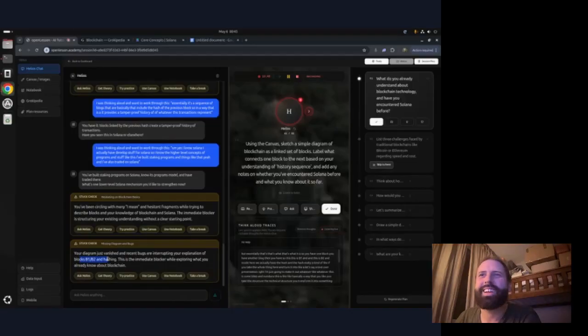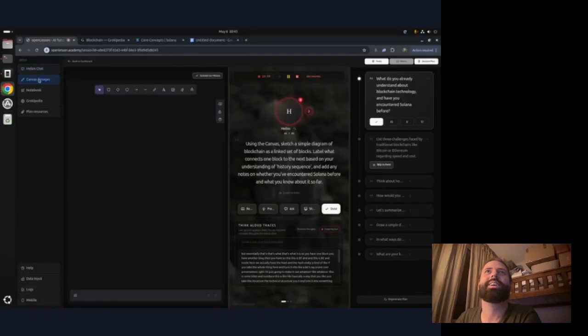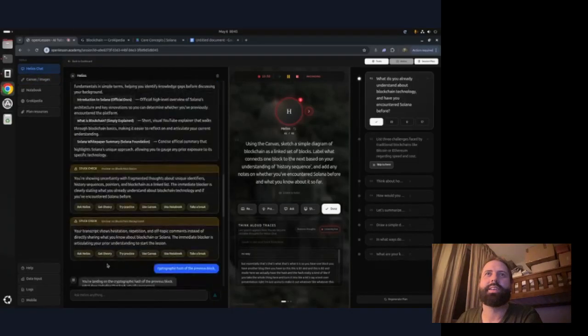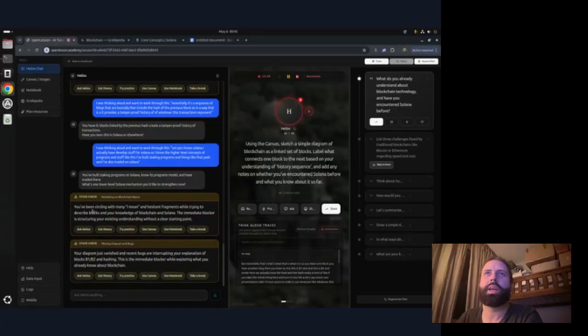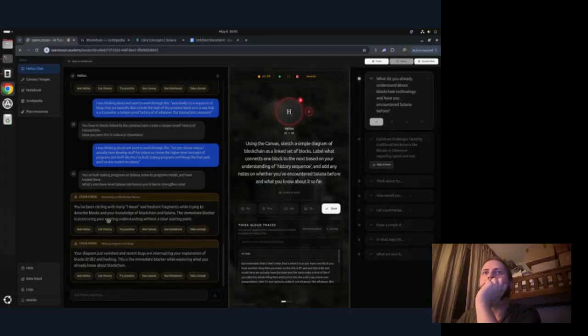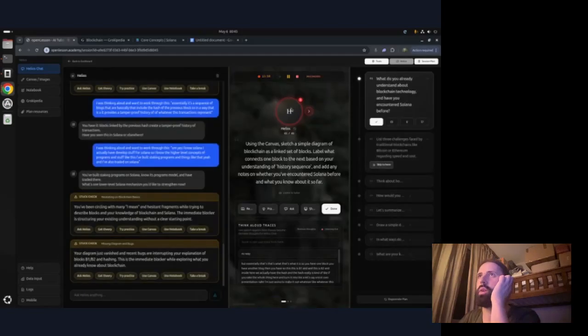No way. Okay, that's way too disruptive. Your diagram just vanished, and recent bugs are interrupting your explanation of blocks B1 with hashing. This is a blocker while exploring. Yeah, that's true. I mean, it's correct. It's not wrong.